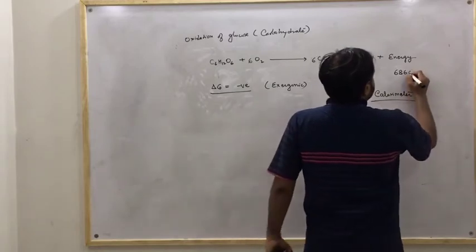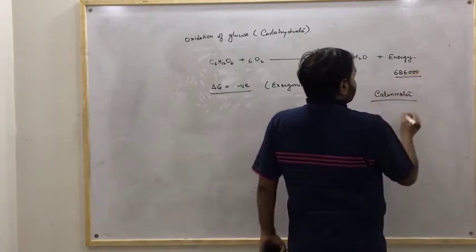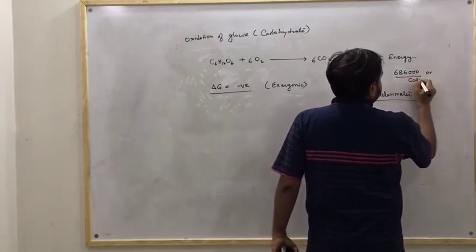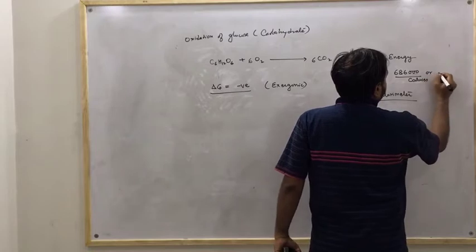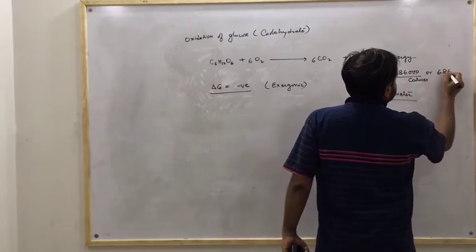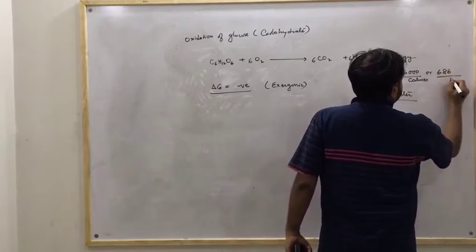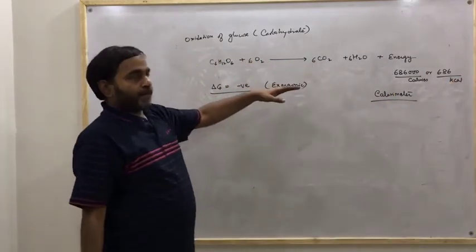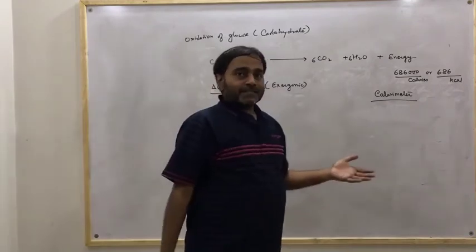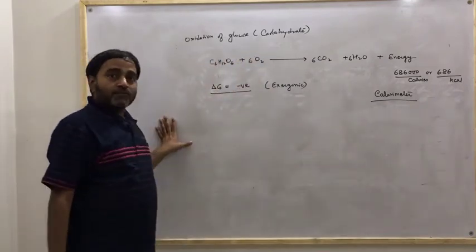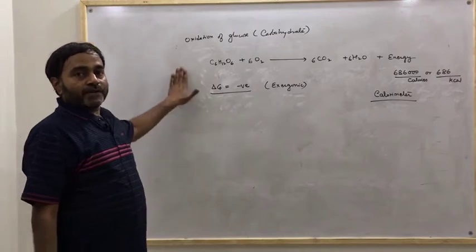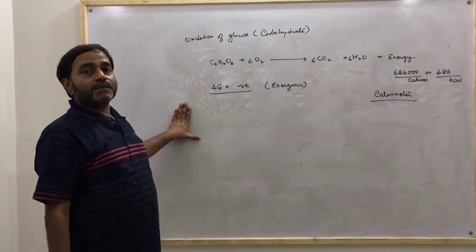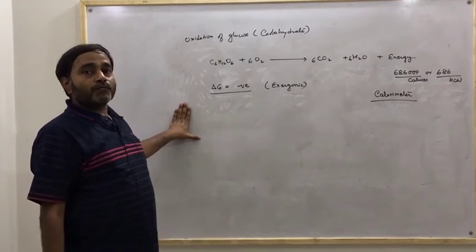So it will be this much, or you can write it as 686 kilocalorie. So this much energy is obtained, but the fact is, if we follow the calculation whatever we have done regarding glycolysis and the Krebs cycle, how much energy will be liberated out from 1 mole of glucose?